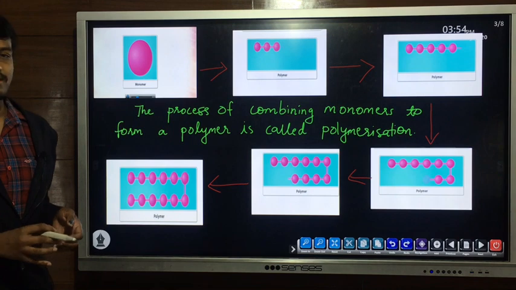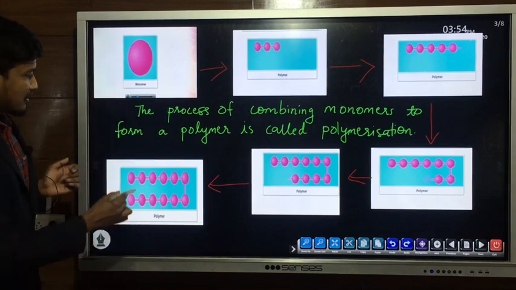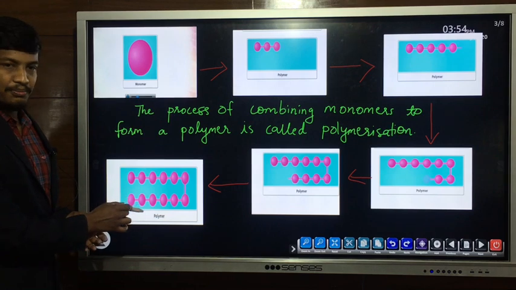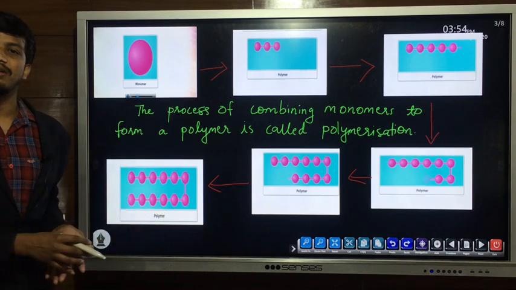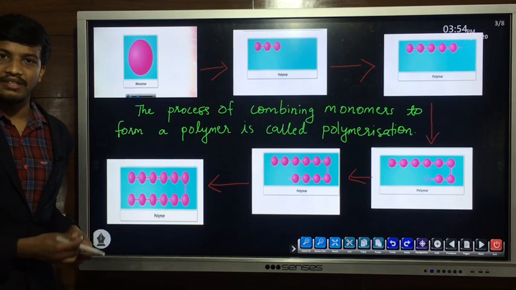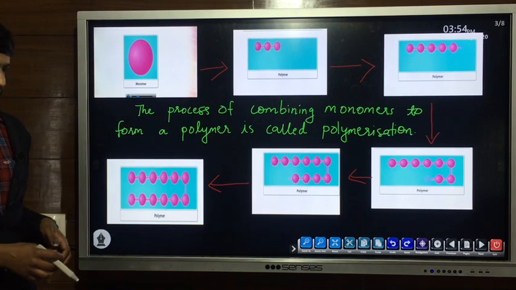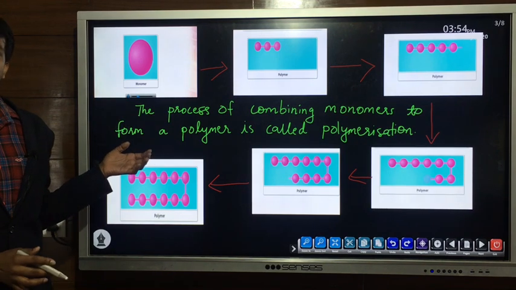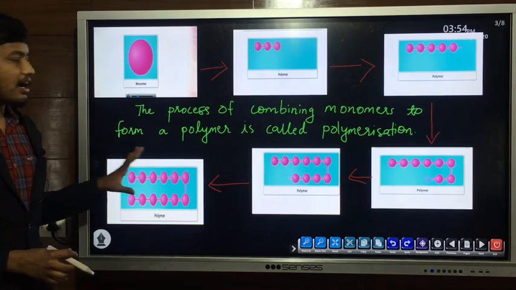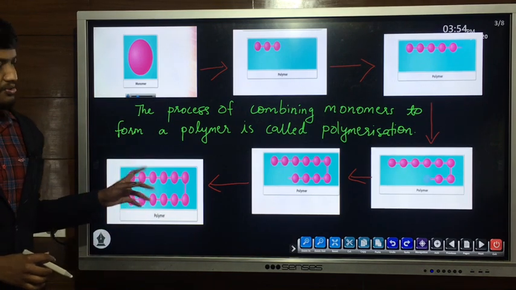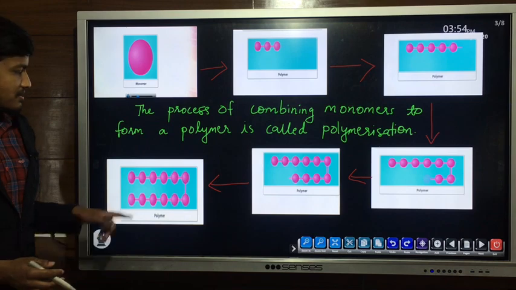Now when we discuss the number of monomers, here we can count the number of monomers in the polymer. The number of monomers is not fixed. There is no specific number of monomers. The number of monomers in a polymer is not 30, 40 or 50. There are hundreds of monomers in a polymer chain. So there is no specific number of monomers in a polymer.